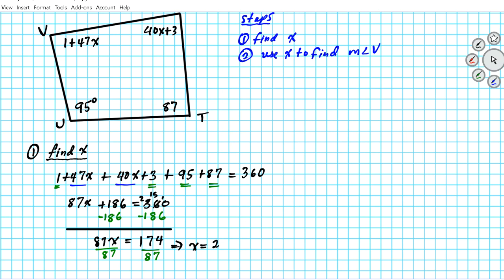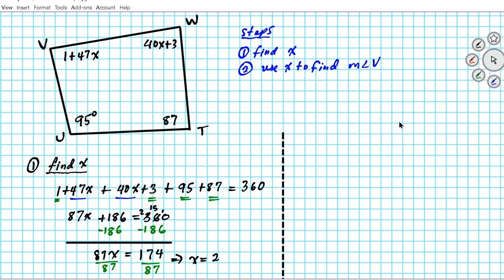Okay? So are we done with this problem? The answer is no, absolutely not. Remember, step 1 was to find x. There's still step 2, so let's do step 2. Step 2 is to use x to find the measure of angle V. Okay, using x equals 2. So what is the measure of angle V?